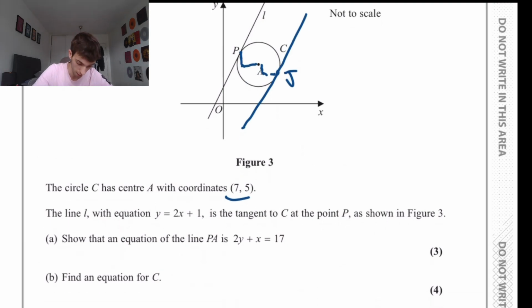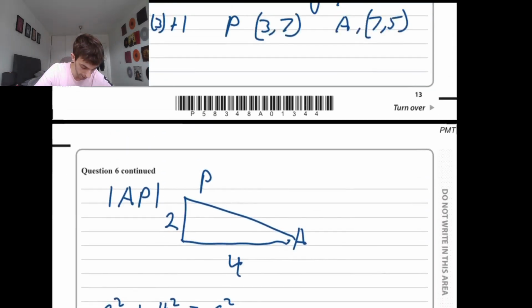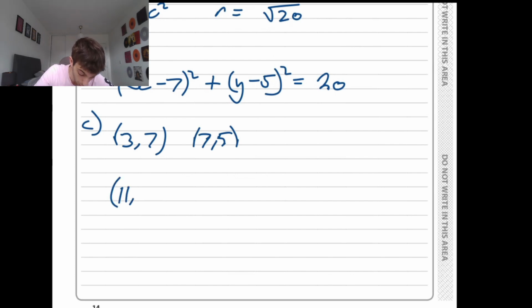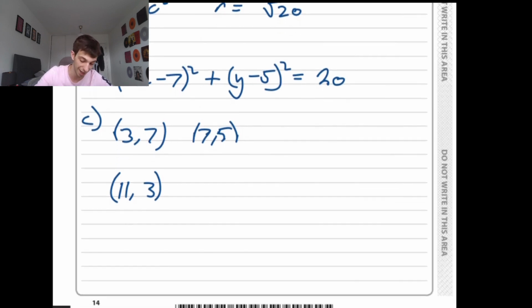Therefore, going all the way back to before, we know that P is 3, 7. Then we had 7, 5 for our center A. So what was the change in x? The change in x was 4 plus 4. So to get this new point, we called it J, we're going to have to add another 4. So it's going to be 11. And 7 went to 5, so that's minus 2. So we're going to take away another 2. So our point that this tangent will go through, which is on our circle, will be 11, 3.